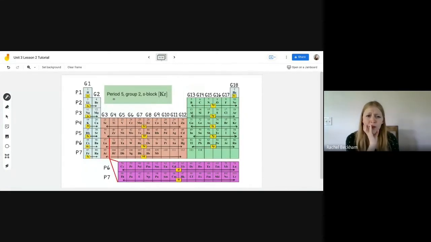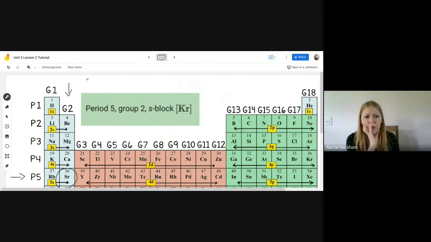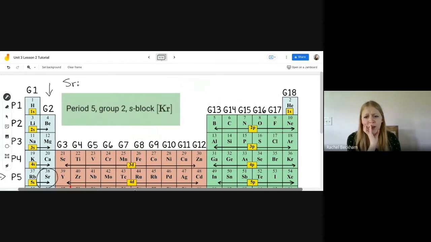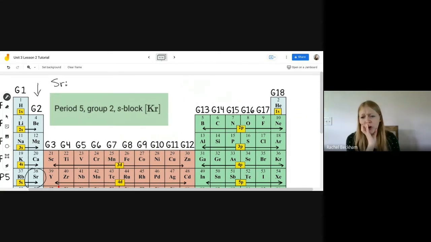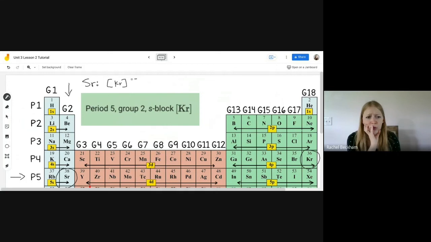Next one, period 5, group 2. So here's period 5, here's group 2. So we're dealing with Sr, right? Period 5, group 2. So what is the previous noble gas to Sr? These are the noble gases here. It would be Kr. It actually tells you right here as well. And then now we list the row that comes after Kr, which is 5, the section, and then this is Sr right here. It is ending on the second one like that, 5S2. So this is our answer right here.